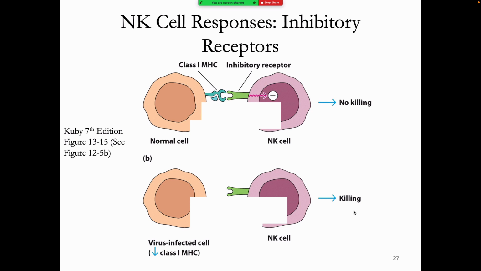And that is in fact true, because NK cells have this other type of receptor as well, known as NK activating receptors. Not only do NK cells have these inhibitory receptors that bind to MHC, they also have activating receptors that are involved in turning them on.